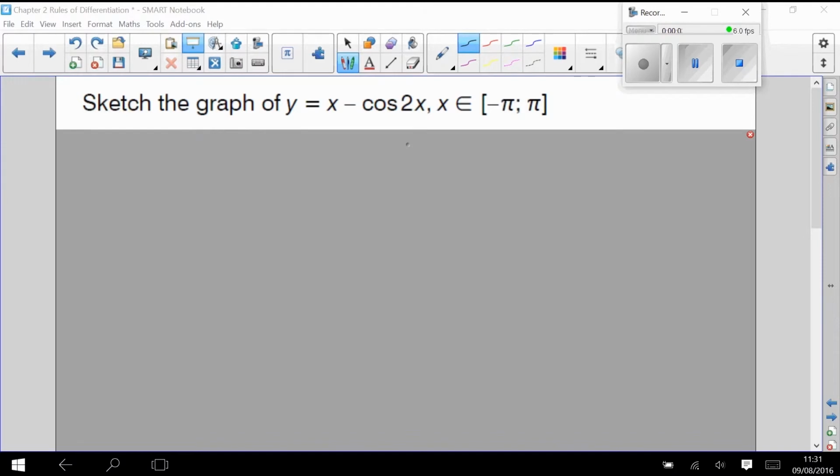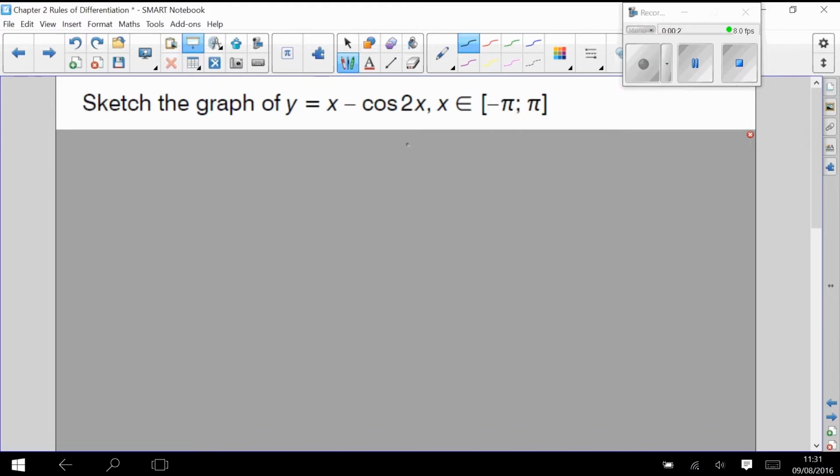In this example, we're going to sketch the graph of y equals x minus cos 2x. As part of this function is a trigonometric function, we're going to be measuring using radians. The other thing you need to notice is that my domain has been restricted, and I'm only allowed to use my domain from minus pi all the way up to pi.